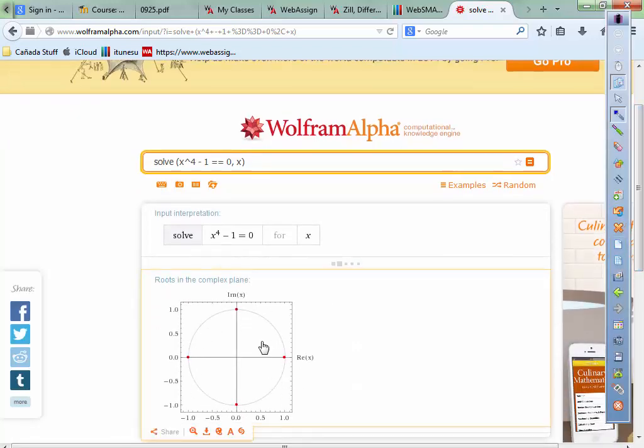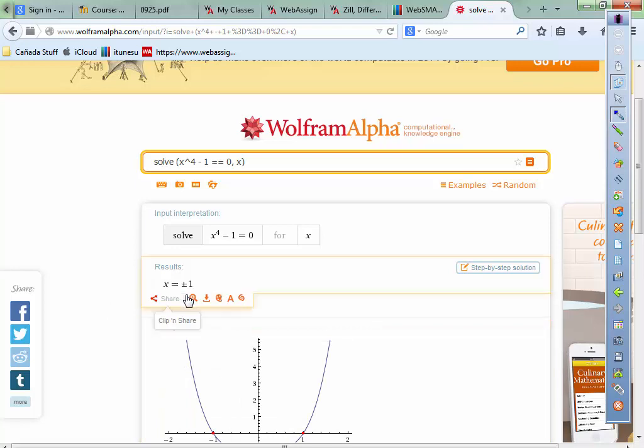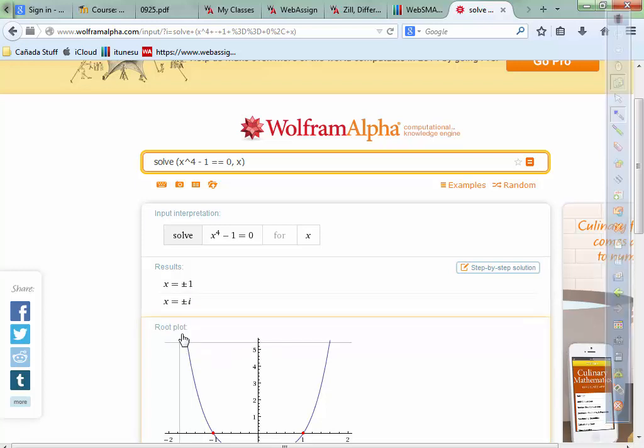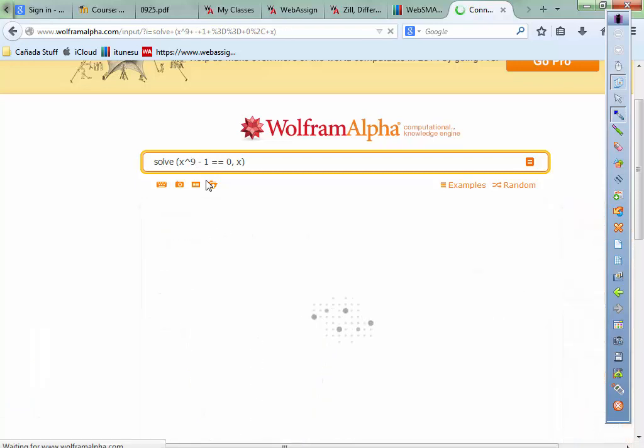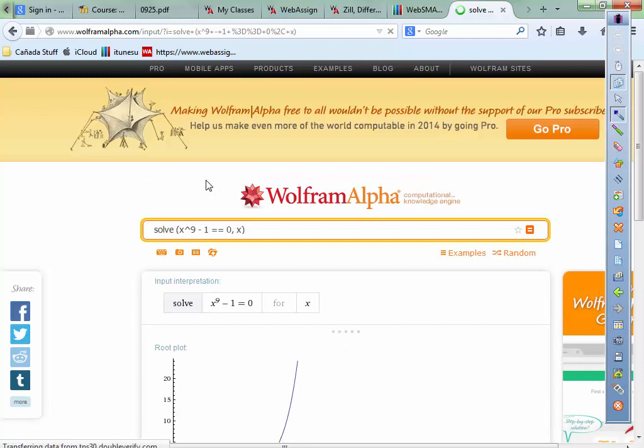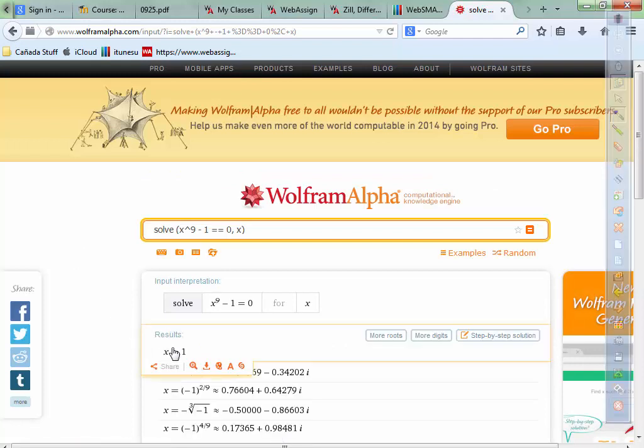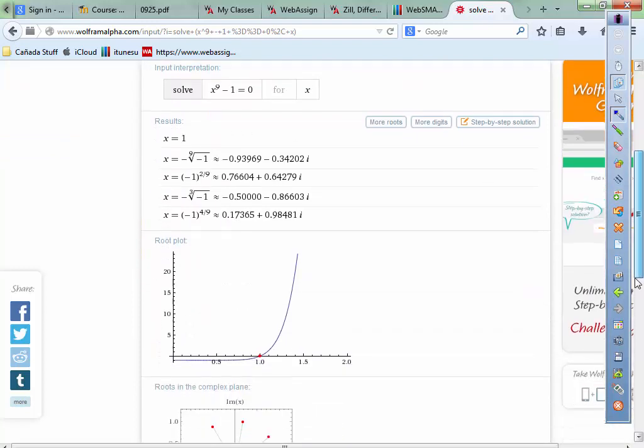And those are my roots of unity. My answer for the fourth root, or x to the fourth minus 1 equals 0, will come out to be positive 1, negative 1, positive i and negative i, it turns out. And if I change this to an odd number like 9, then I will end up having 9 roots of unity. One of them is x equals 1. The rest are all going to be complex.